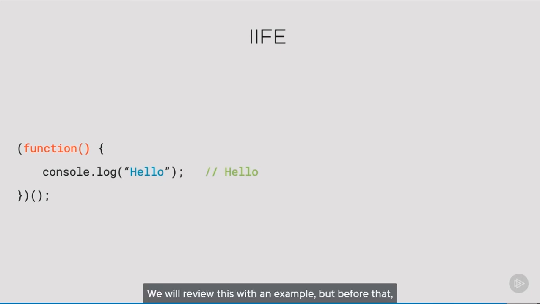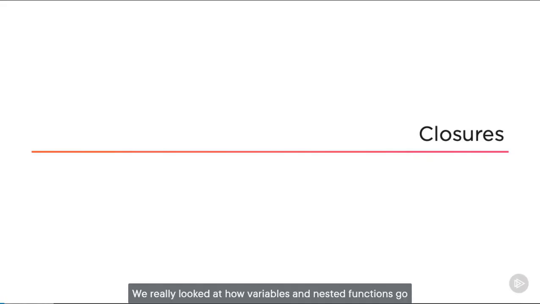We will review this with an example, but before that, let's take a look at closures. We already looked at how variables and nested functions go out of scope once the function or block they are contained in completes execution. However, there are times when we would want to hold on to them even after a function is executed. Closures allow us to do just that.